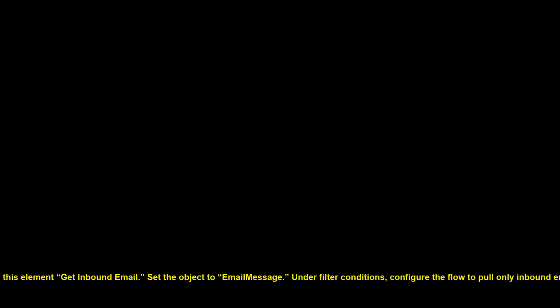Name this element Get Inbound Email. Set the object to Email Message. Under Filter Conditions, ensure that the status is set to Received. Add a new element by clicking the plus sign on the canvas.